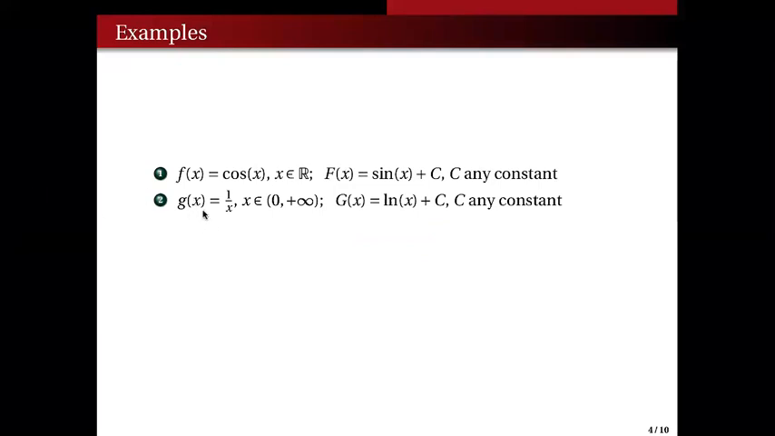Next example, suppose your g of x equals 1 over x, where x is from 0 to plus infinity. Then this function here, capital G of x equals ln of x plus any constant c, is the general antiderivative of this small g. Again, just get the derivative of your capital G. I hope you still remember the derivative of ln of x. Well, that's just 1 over x. And this is precisely your small g of x.